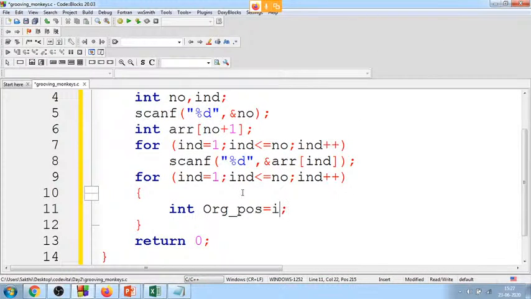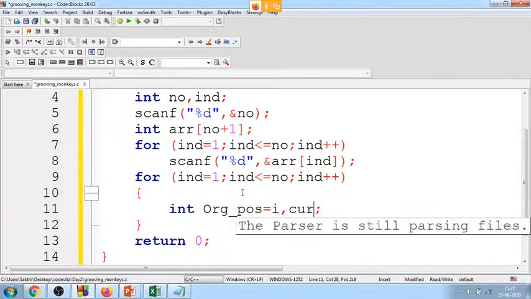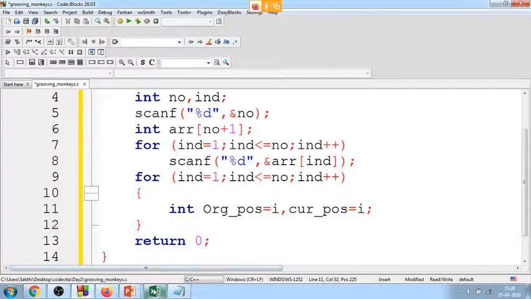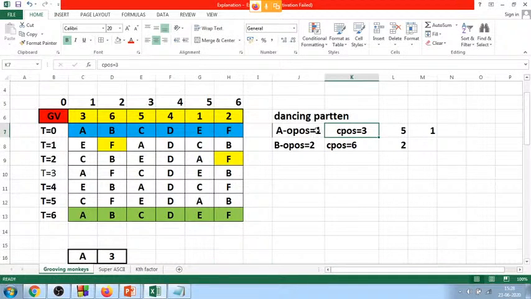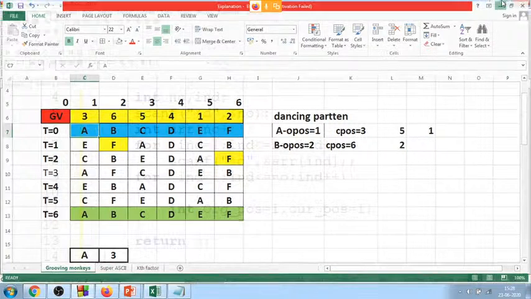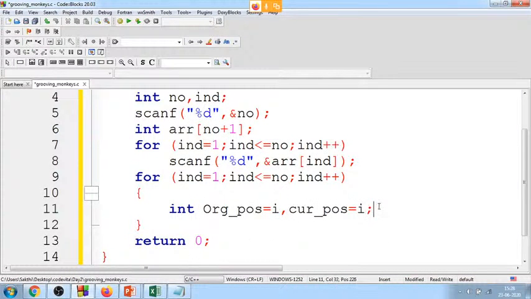In the same way let me initialize my current position also as I, where initially both the positions are same. Is that clear? Initially both the positions are same, where your current position and original position are same. After taking a step only your current position varies. If you want to find the number of steps taken by A, initially your current position and original position will be at 1, and after this your A moves to the third position, right? So the initial value of current position and A position is 1. So let me mention I as my current position.